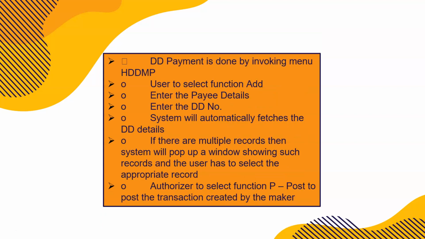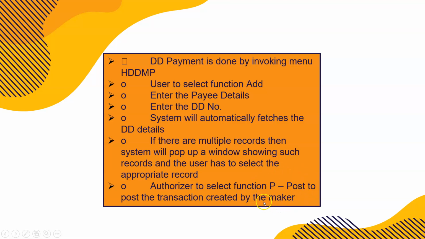DD payment is done by invoking menu option HDDMP. User to select functions, add payee details, who is the payee, DD number. The system will automatically fetch the DD details. Just the DD number and the payee, and otherwise the DD number is sufficient. If there are multiple records, then the system will pop up a window showing such records and the user will have to select the appropriate record. Again, I'm reiterating here, the authorizer does not need to verify but post.